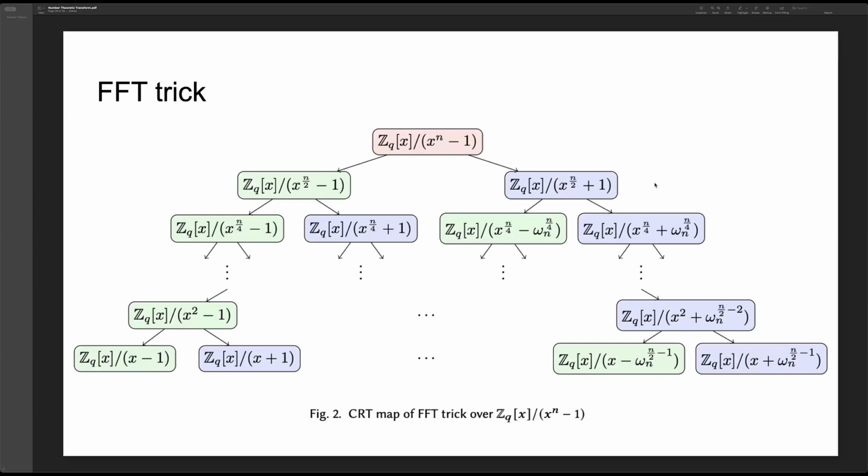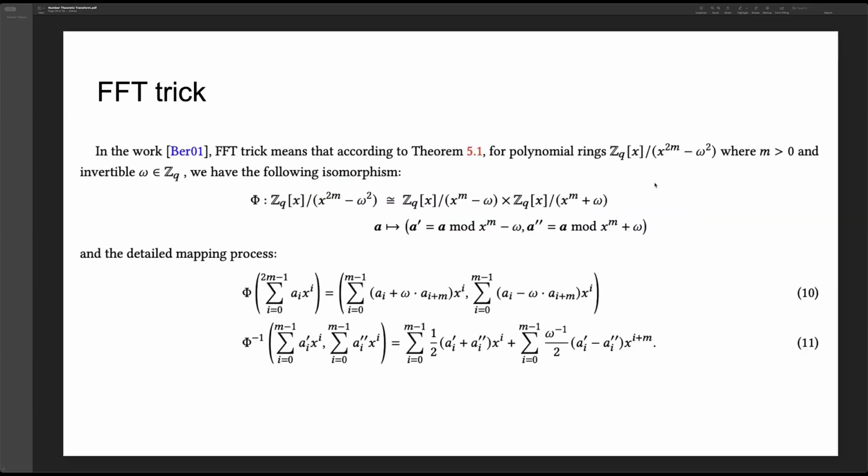Okay, let's move on from this tree. Let's now talk about what this mapping means, because we've sort of understood how the isomorphism works. And practically how we would implement this is through the mapping below, where you have phi and phi inverse. So phi is the forward transform, it's the NTT. And then phi inverse is the inverse NTT.